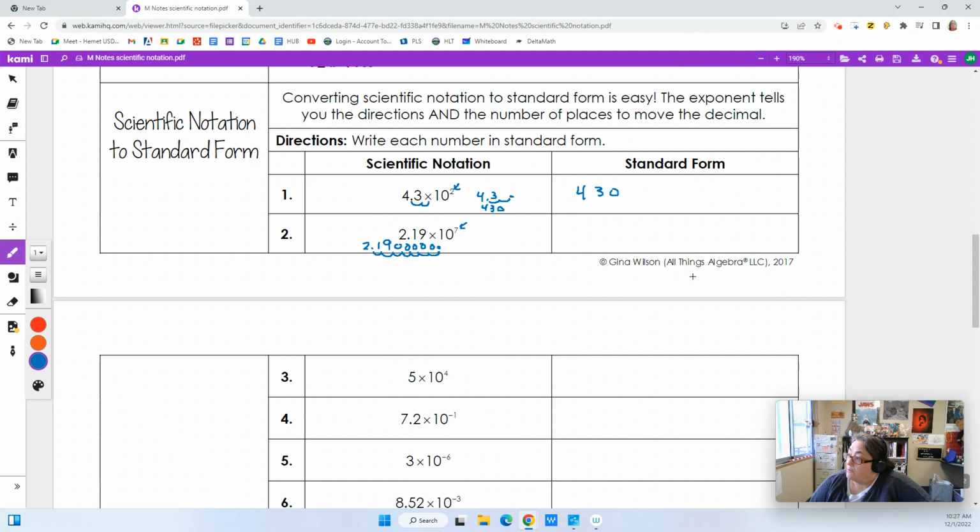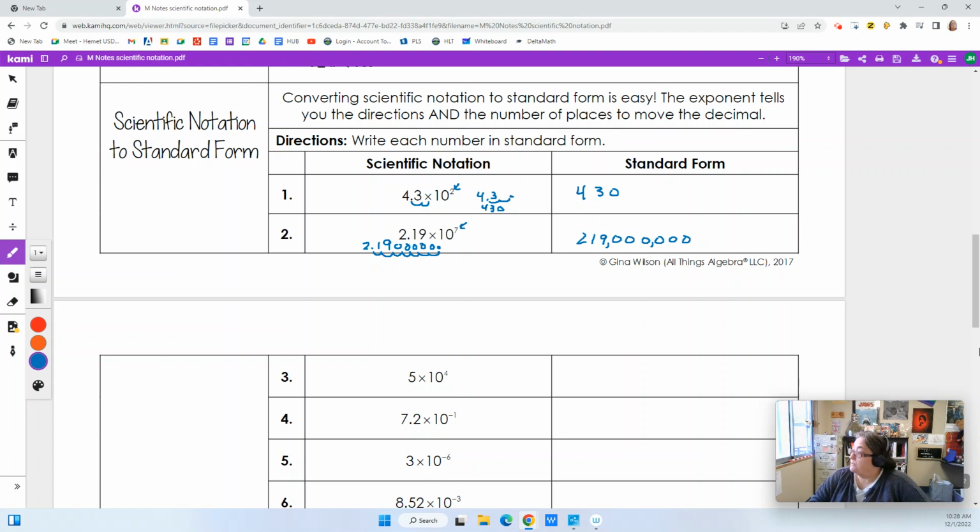So here, my new number is going to be 2, 1, 9, 0, 0, 0, 0. How many do I have? 6 zeros? 2, 3, 4, 5, 6. And this is going to give me 219 million. Did you see how fast that got big? We have 2.19, but it's really 219 million. Now imagine if that was to the 25th power. Wouldn't it be a pain to have to write out all those zeros every time?